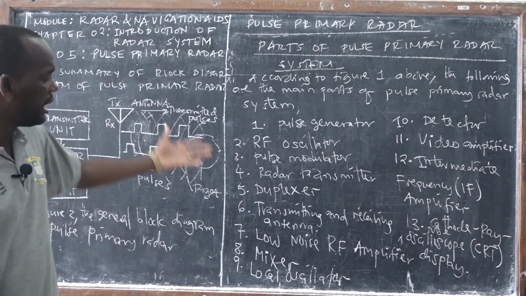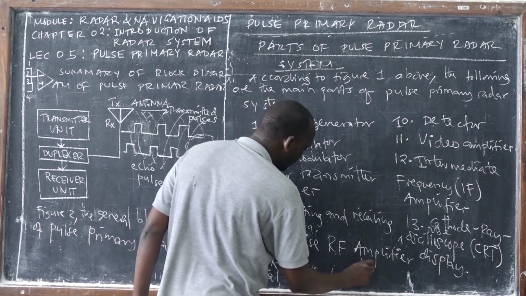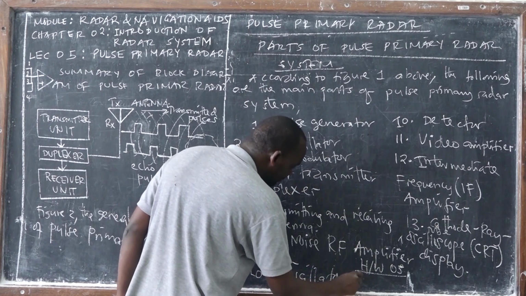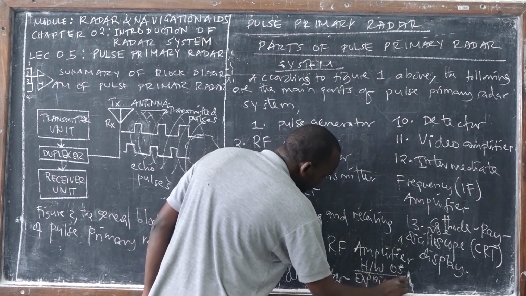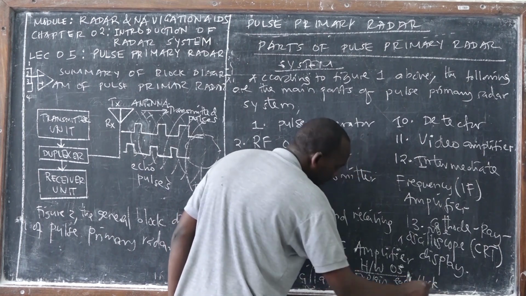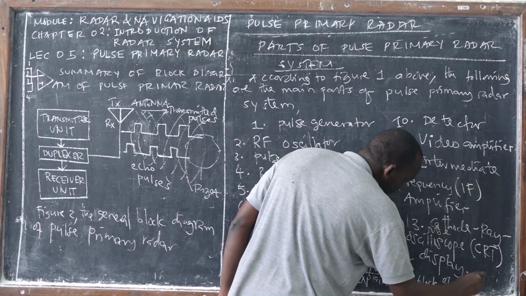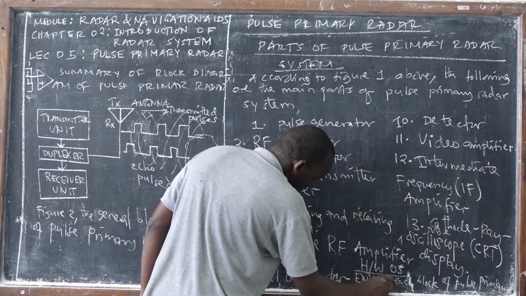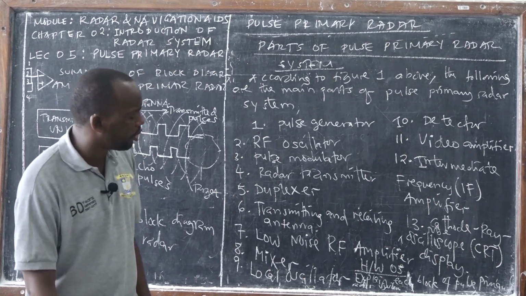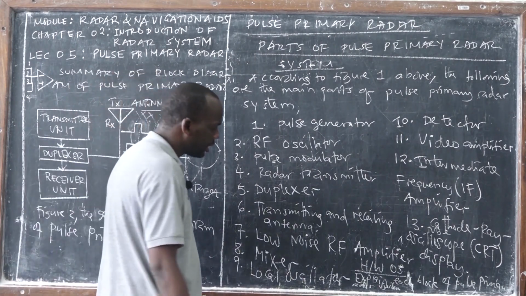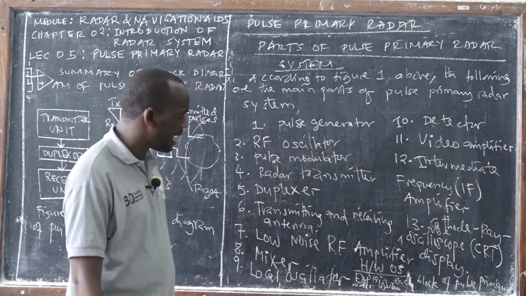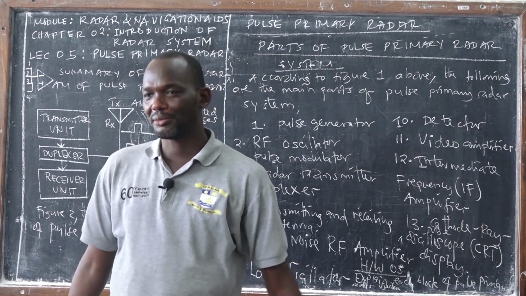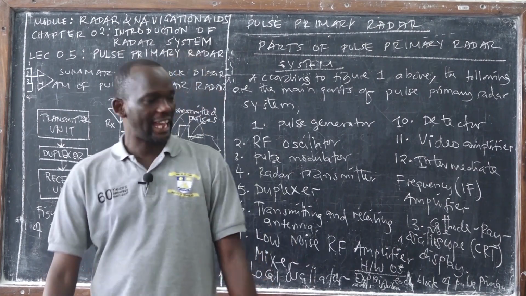Are you together? So if that's the case, it's time for me to leave the homework. So this is homework 5. The question is, explain each block of the pulse primary radar system. Explain each block. So explain the operation of each block of the pulse primary radar system. So, my dear students, is it clear?